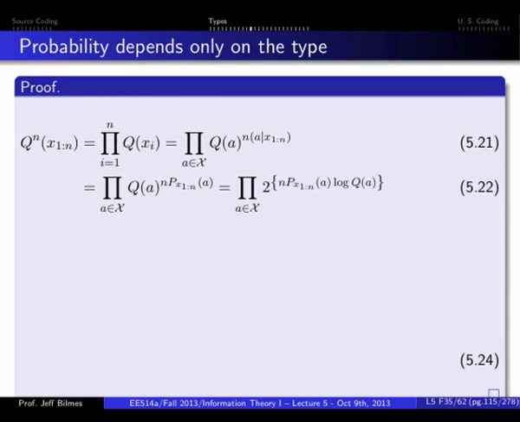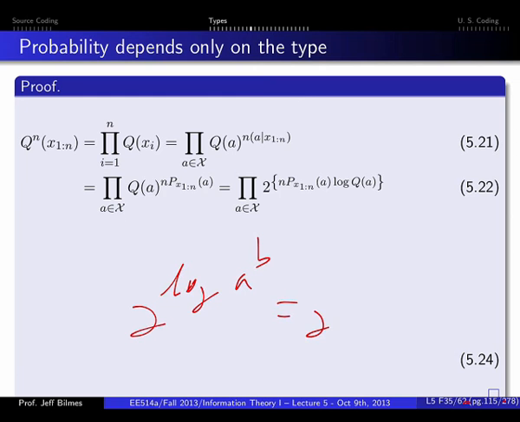The type is always rational. This is a 2 to the log of something is equal to the something. So 2 to the log of Q n is a little funky, but it's basically just saying 2 to the log of a to the b is equal to a to the b is equal to 2 to the b log a. That's all we're using. And that gets us 5.22.